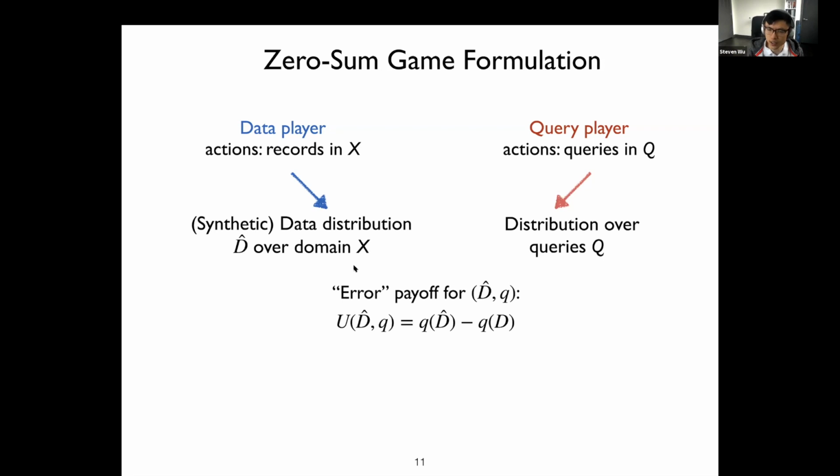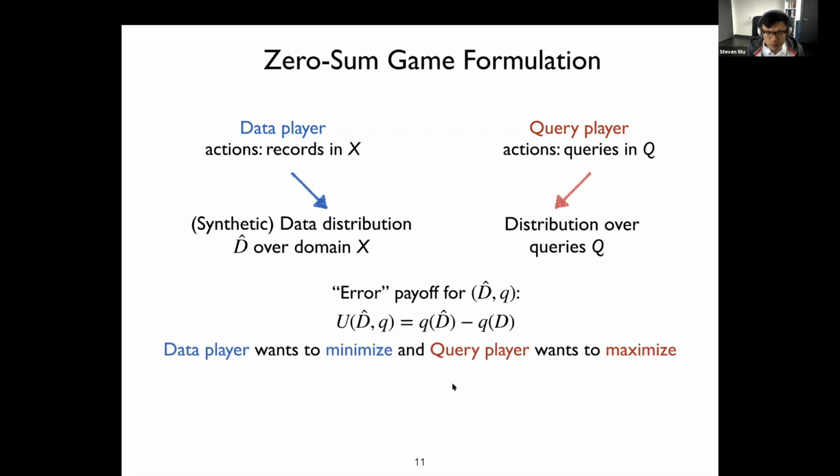So basically, if the data player is playing some distribution d hat, and the query player is playing some query q, we're going to define the payoff as the difference between the query answer evaluated on the synthetic data set and the query answer on the true data set. So this is essentially a difference. Again, it will be convenient to think about the data player as someone who would like to minimize this objective, and the query player would like to do the opposite, which is to maximize.